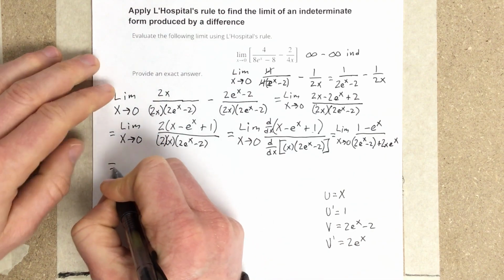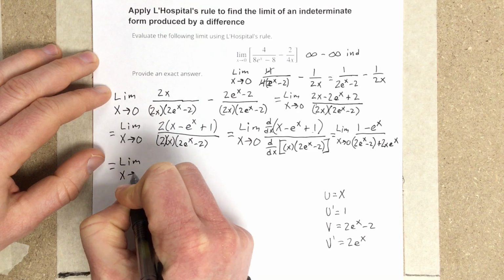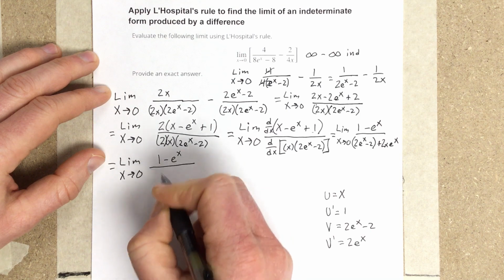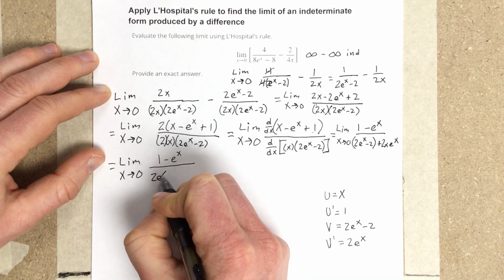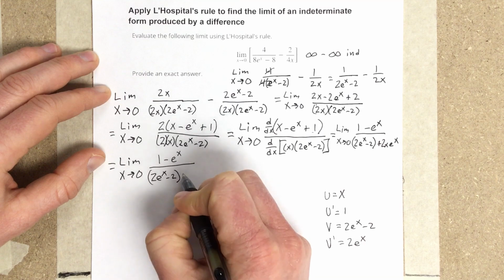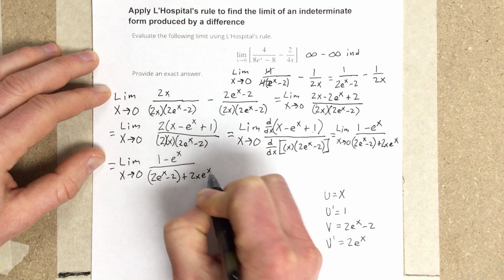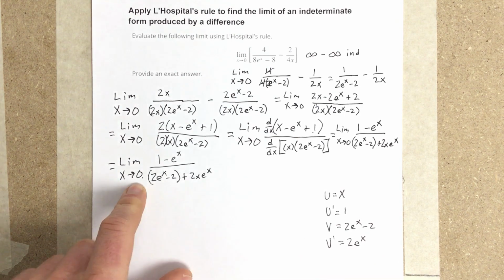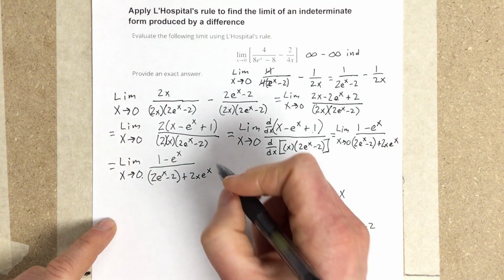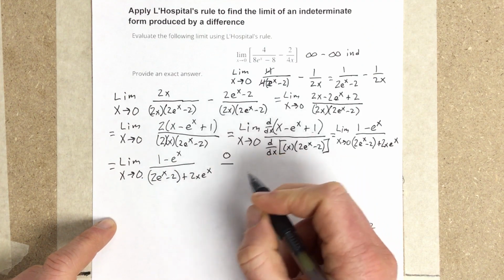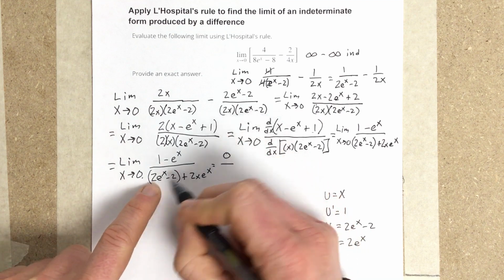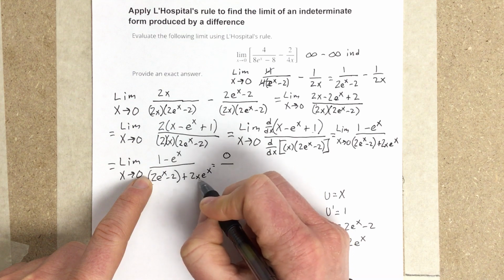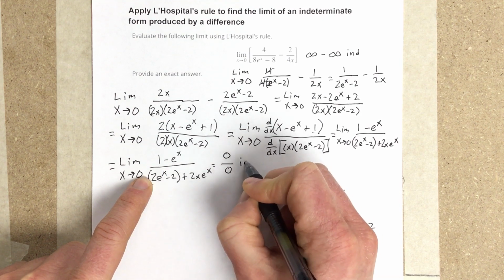So I can rewrite this as the limit as x approaches 0 of 1 minus e to the x over 2e to the x minus 2 plus 2x e to the x. Now let's evaluate this. If I plug 0 in here, I get e to the 0, which is 1, so the top would give me 0. Plug 0 in here, I get 2 minus 2, which is 0. Plug in 0 on this one, and I would get 0 there. So I have this thing that's still indeterminate.